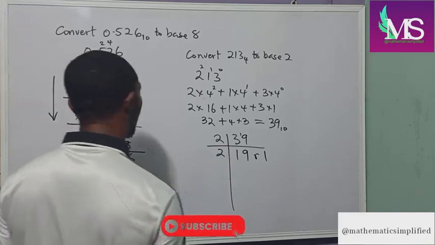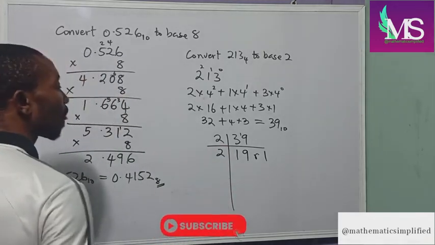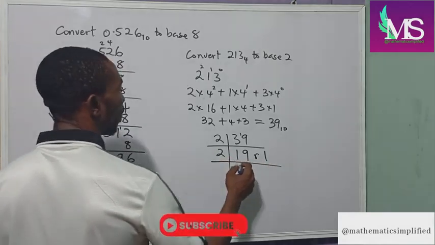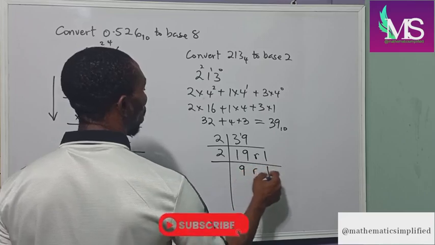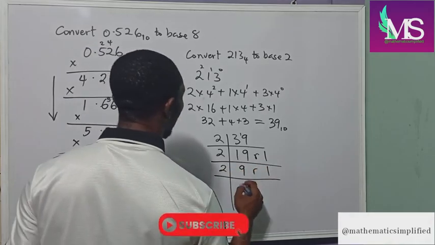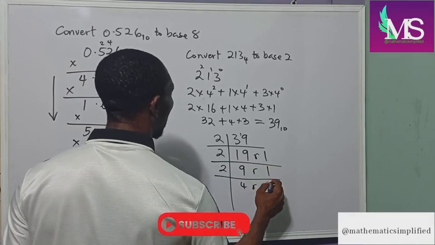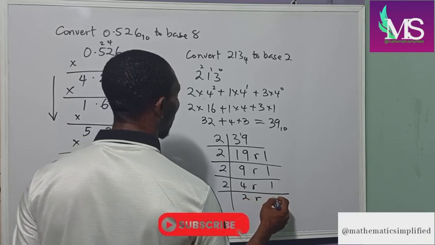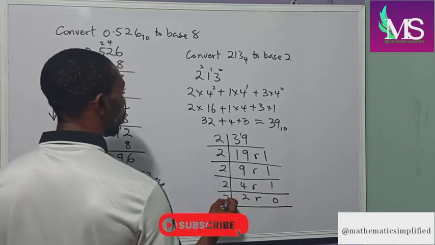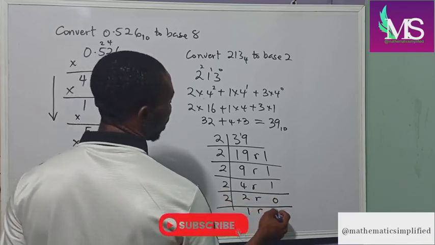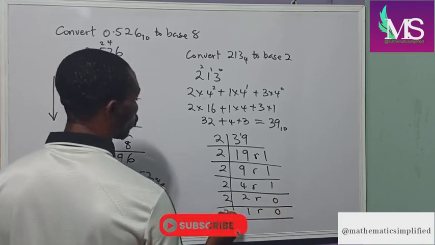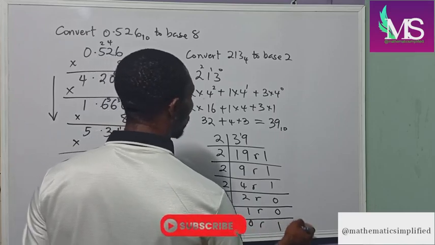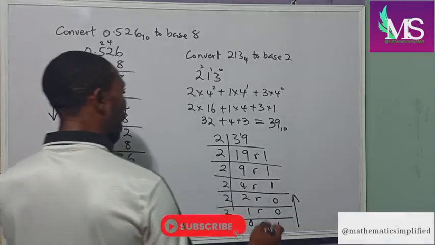Now 2 into 9 would give us 4, remainder 1. 2 into 4 will give us 2, remainder 0. 2 into 2 will give us 1, remainder 0. And 2 into 1 will give us 0, remainder 1. So we read it upwards.